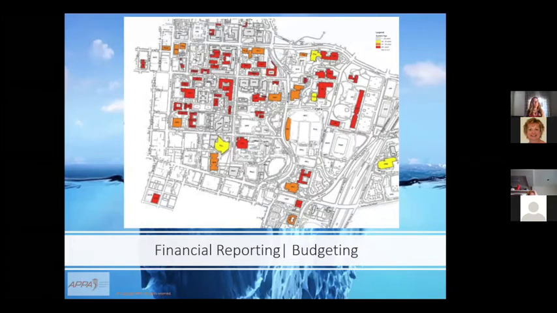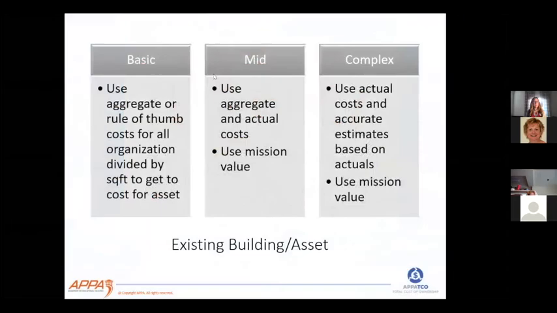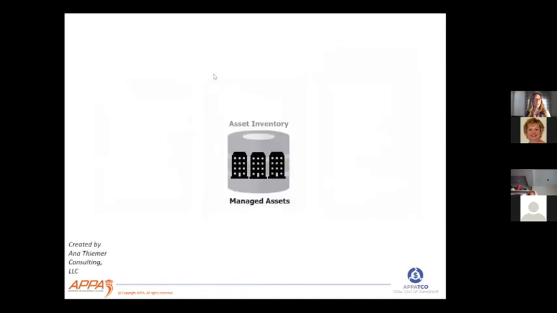Everything in red is over 40 years, and then everything else that's colored is past its useful life for HVAC. So pretty easy how we built upon yesterday. And looking at our basic, mid, and complex, it's the same concept here with our financial reporting. We're using aggregate, and then we're using actual, and then more accurate costs for our complex when we look at our financial reports. Okay, so we've gone through what this looks like.